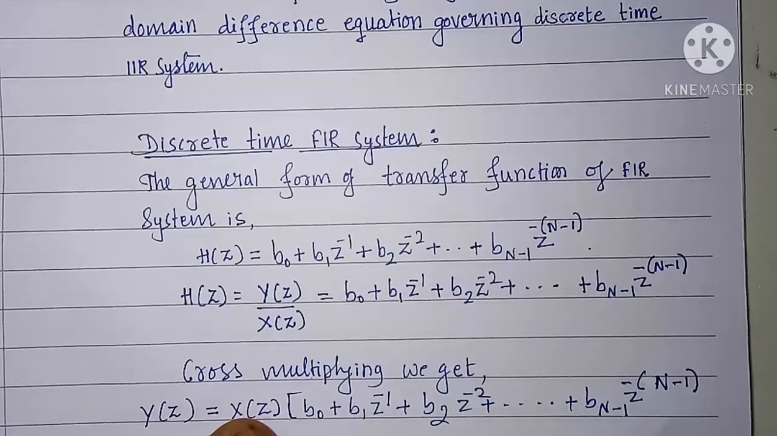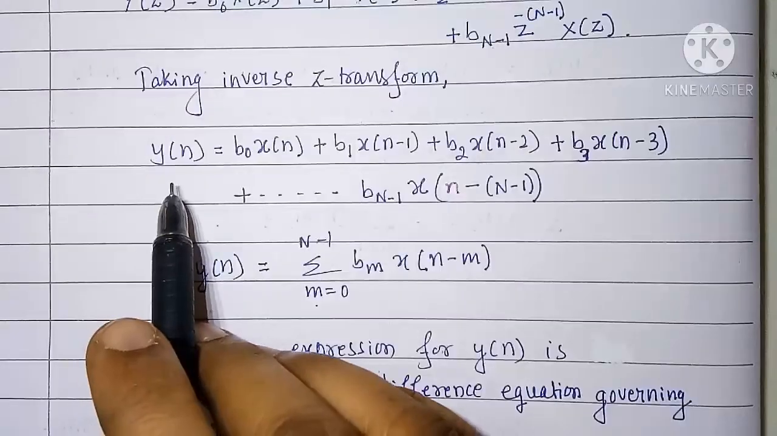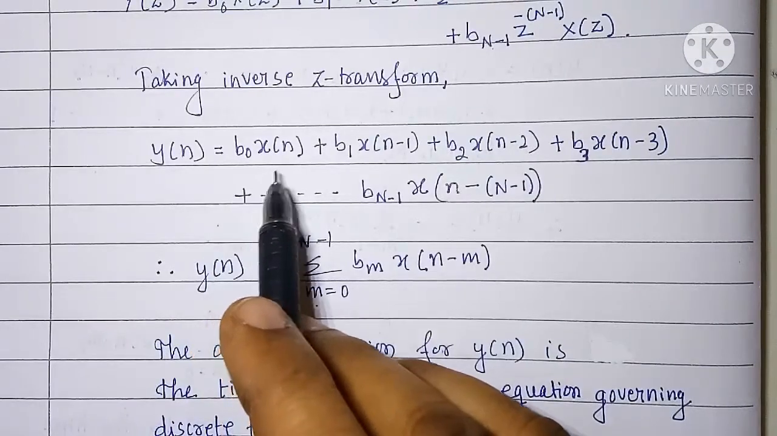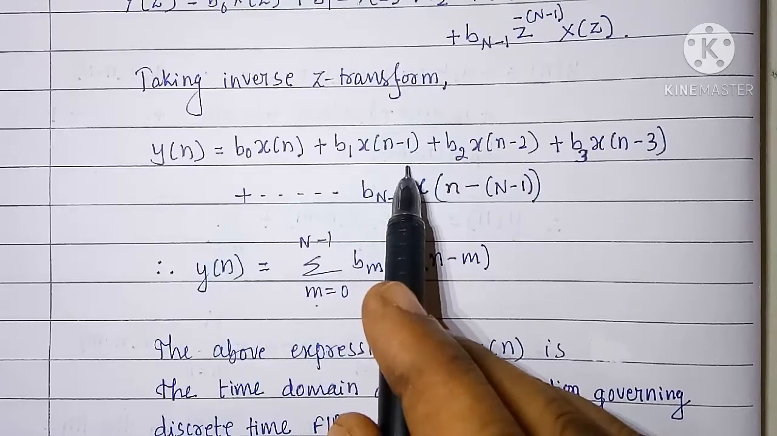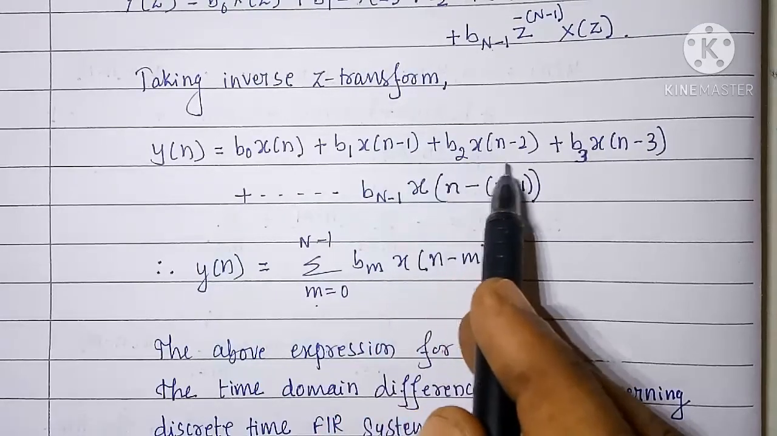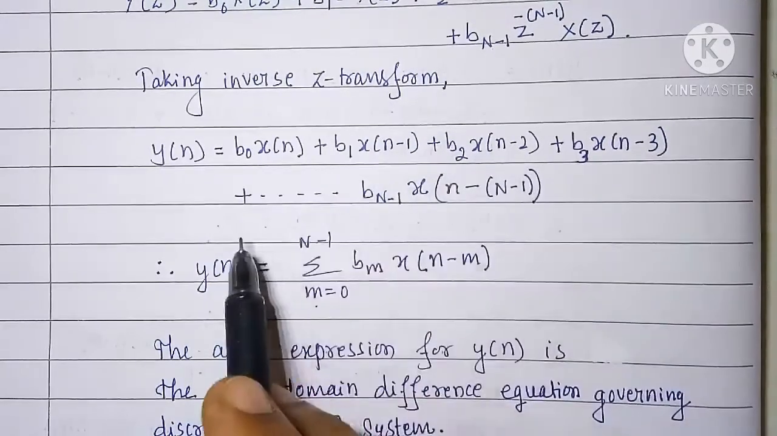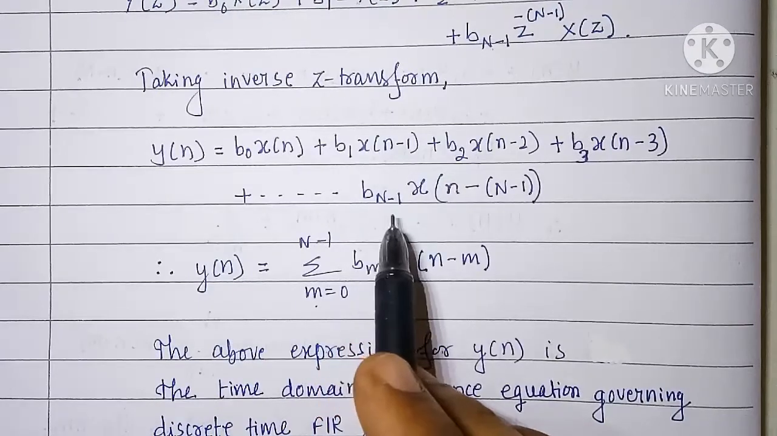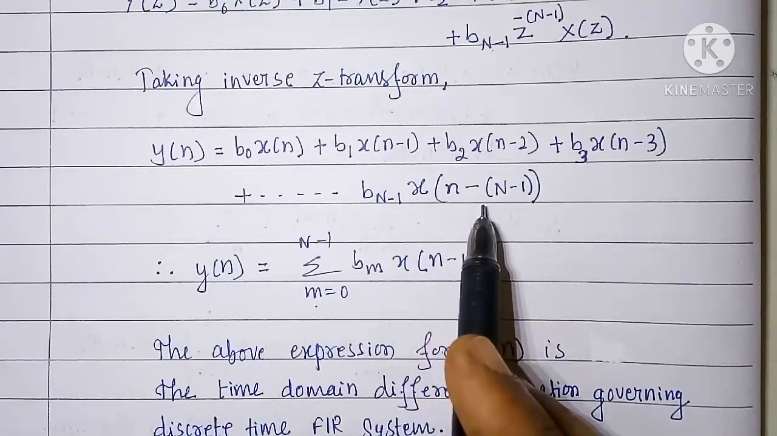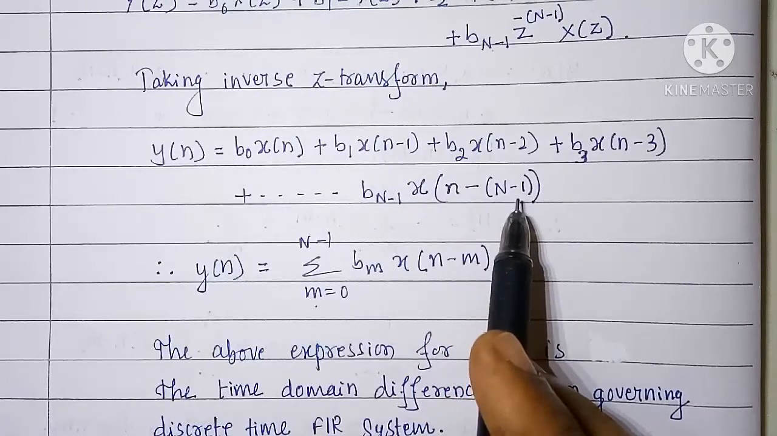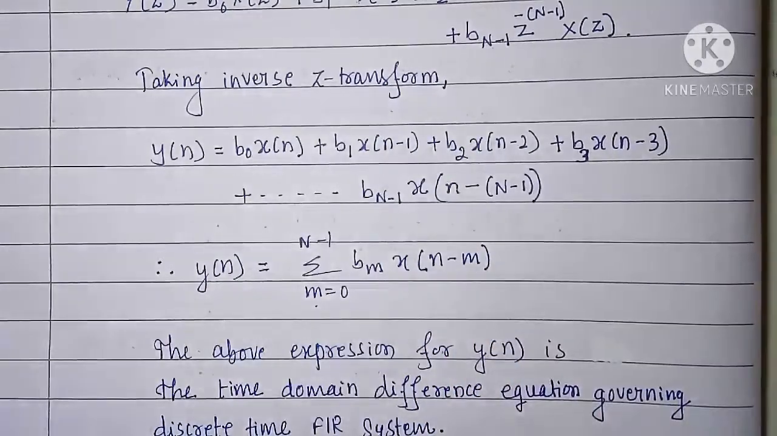And in discrete time domain, y of n is equal to b0 into x of n plus b1 into x of n minus 1 plus b2 into x of n minus 2 plus and so on up to b capital N minus 1 into x of small n minus capital N minus 1 bracket complete.